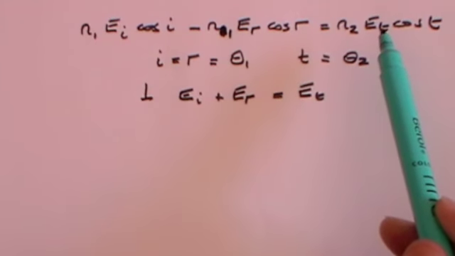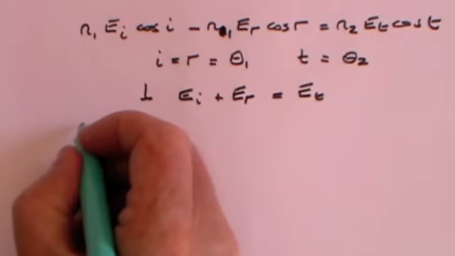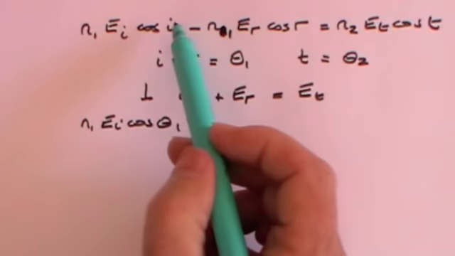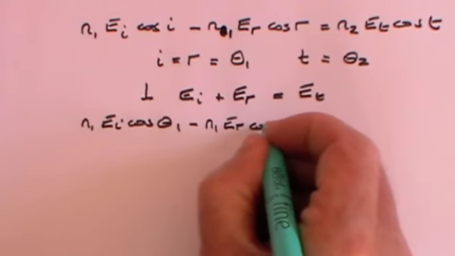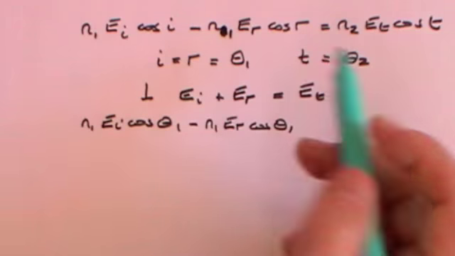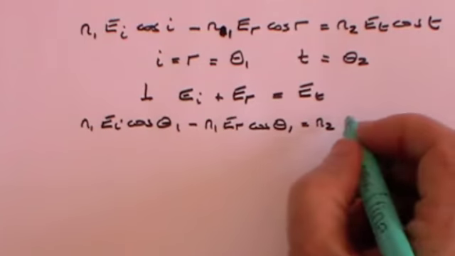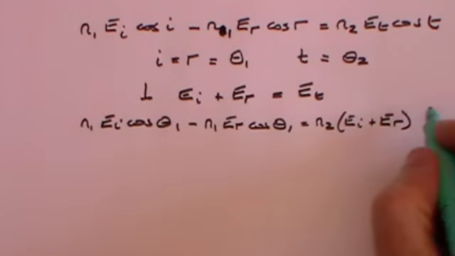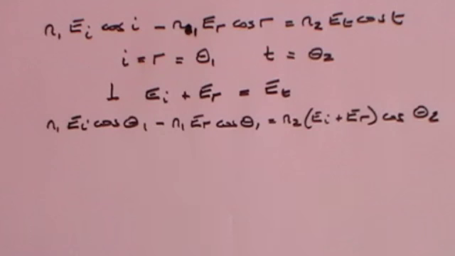And when we get to ET, I'm going to substitute EI plus ER. So here goes. That will give me N1 EI cosine theta 1, because that's I, minus N1 ER cosine theta 1, because that's cosine R, is equal to N2 ET. Well, ET is EI plus ER times the cosine of T, but T is theta 2. And I've just slightly adjusted the camera so that cosine theta 2 comes on.